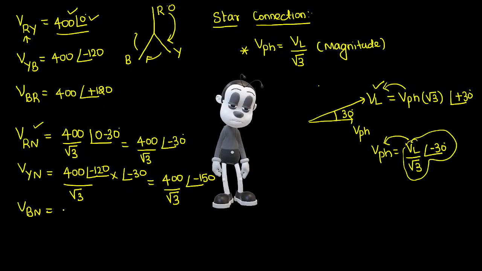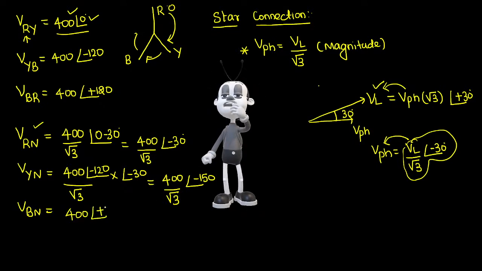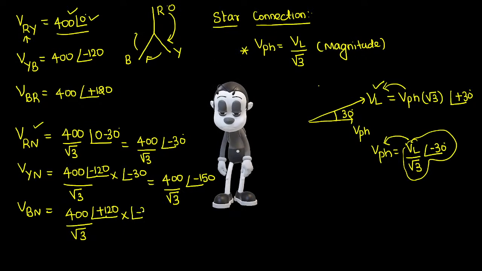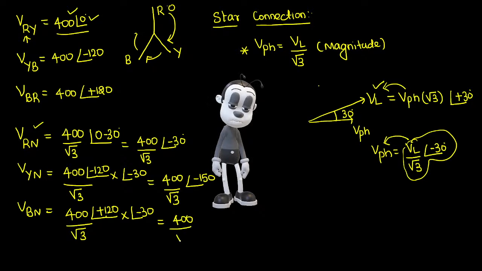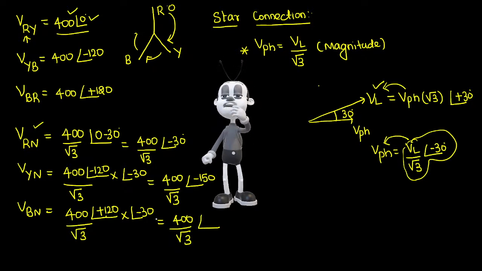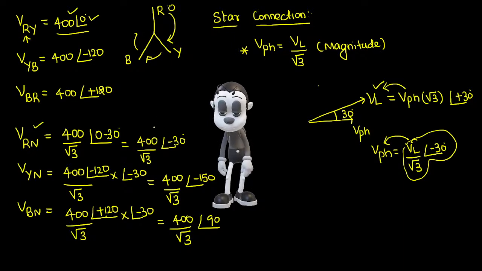Similarly, can you write the expression for VBN? Yes, sir. It can be written as 400 at an angle of plus 120° or minus 240, both are same, upon root 3, but it should be added with one more minus 30°. You know the reason now. So this can be written as 400 upon root 3 at an angle of, strictly from this, 120 minus 30 will give you 90°. Now I found the phase voltages of the three phases.